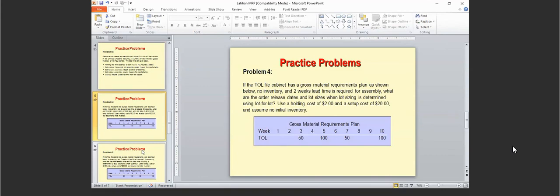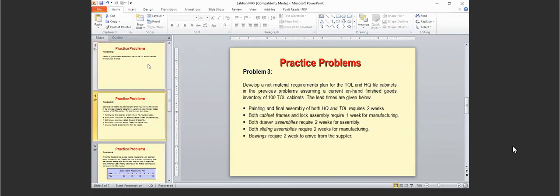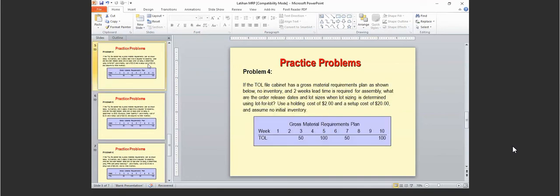Okay, for problem 4 we have additional information about the gross requirement plan for the tool. Compared to the previous problem, where we only had a gross requirement of 100 units of tool cabinet, in problem 4 we have 50 in period 3, 100 in period 5, 50 in period 7, and 100 in period 10. So we have additional gross requirements for the tool in problem 4.